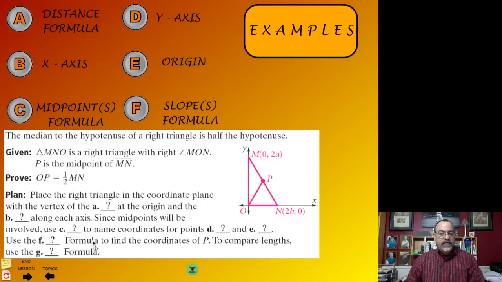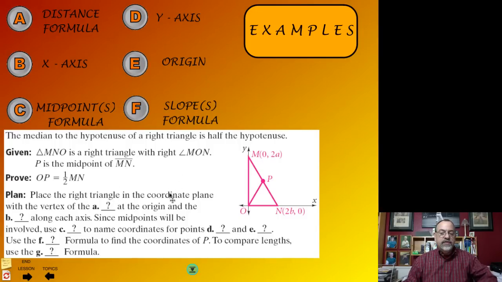So we'll use the blank formula to find the coordinates of P. Well, P is the midpoint, so we're going to use the midpoint formula to find the coordinates of P. And then to compare the lengths, we'll need to use the distance formula. So we would use the distance formula to find MP, and the distance formula to find OP, and the distance formula to find PN, whichever lengths we needed to use in order to prove that. Now, we would need to prove that OP is half of MN, so we would need to find MN, the entire length, and we'd have to use OP and show that those are half.